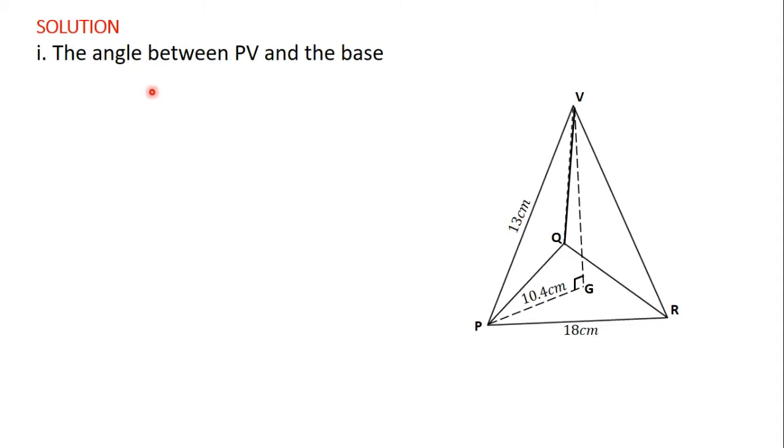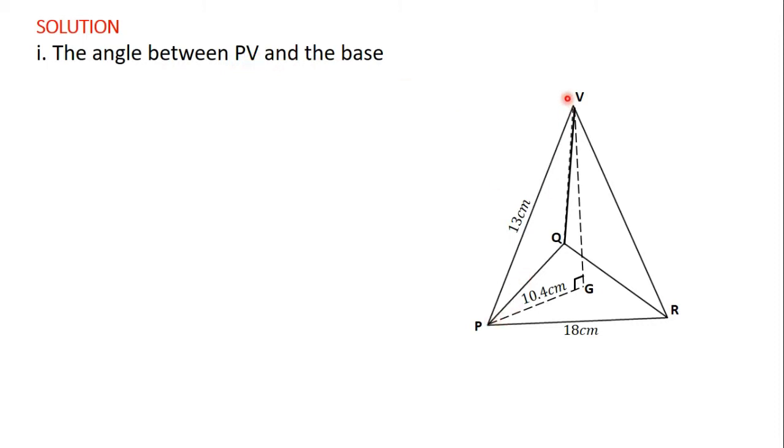So let's begin with the first one, the angle between PV and the base. As we just saw from the question, each of the sloping edges is 13 centimeters. That means that PV is 13 centimeters. The question also told us that PG is 10.4 centimeters. Now we are supposed to find the angle between PV and the base.